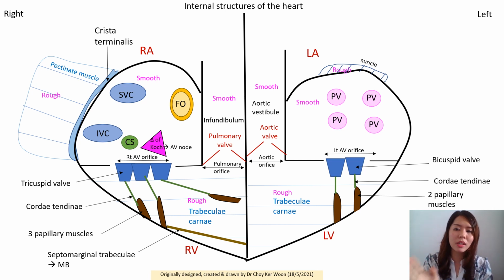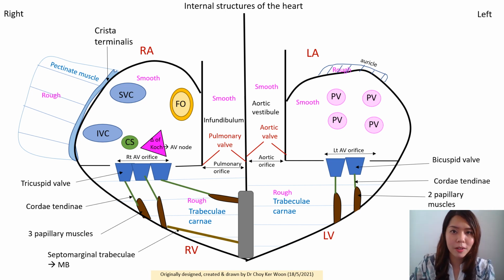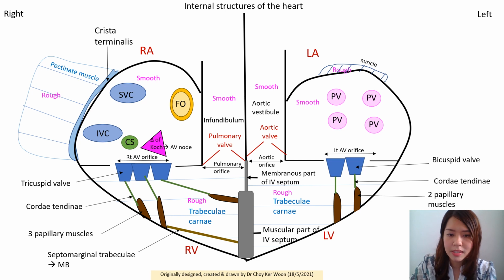One more thing that is not mentioned here is the interventricular septum. It is between the right and the left ventricle. Here I demarcate the wall of the interventricular septum. It has two parts: the thick lower two-thirds, as I drew here, and the thin upper one-third. The lower thick one is what we call the muscular part of the interventricular septum, and the thinner one is the membranous part of the interventricular septum.